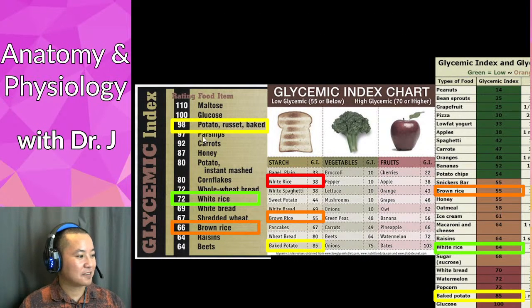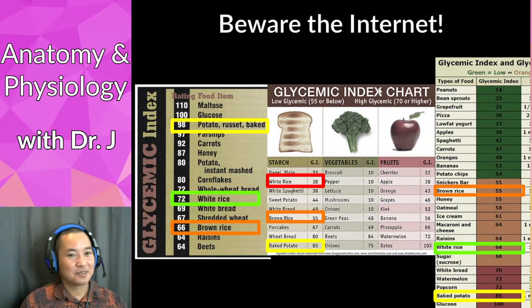But, oh yeah, over here, look. Over here with this left chart right here, it's saying that potatoes are almost like pure glucose, whereas over here it's saying it's a glycemic index of 85. Now, this is my main point: don't just rely on one source on the internet.